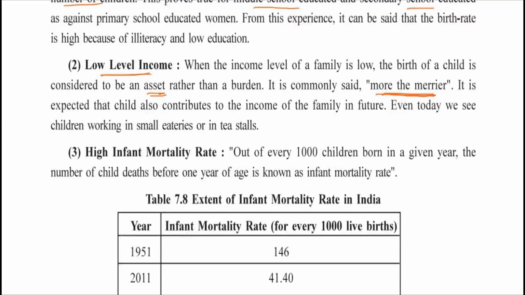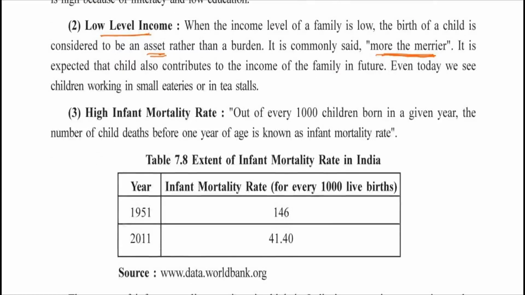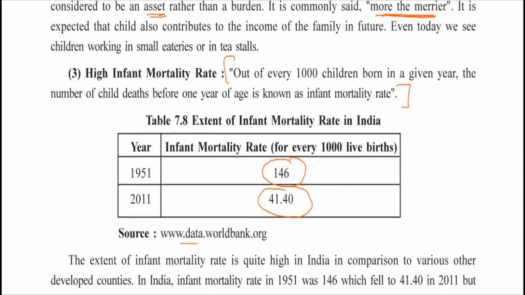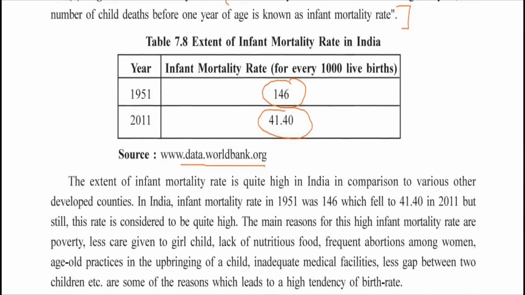Then we have the high infant mortality rate. Out of every 1,000 children born in a year, the number of child deaths before 1 year of age is called the infant mortality rate. And in India in 1951 it was 146 per 1,000. Now it has gone down to 41.4 per 1,000 in 2011. The data source is World Bank. So you see, the infant mortality rate is quite high in India compared to other countries, but still it has come down.